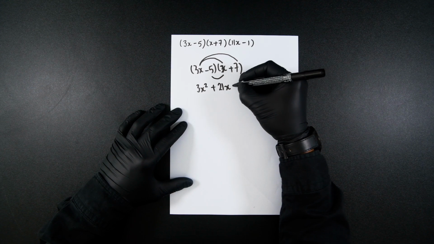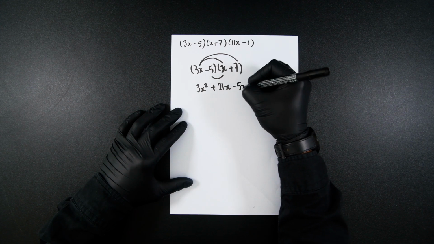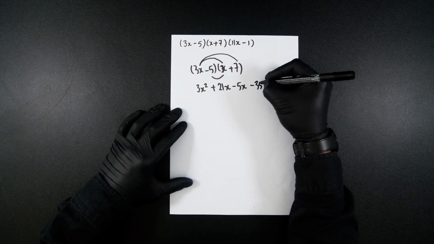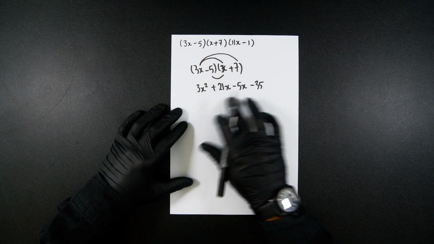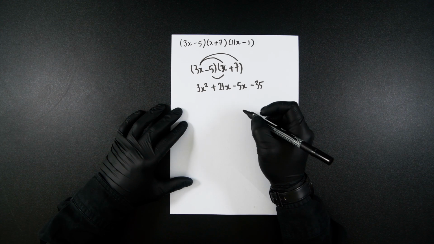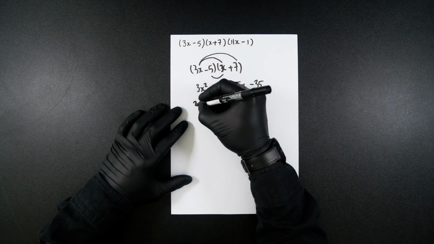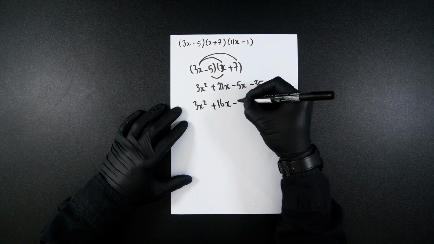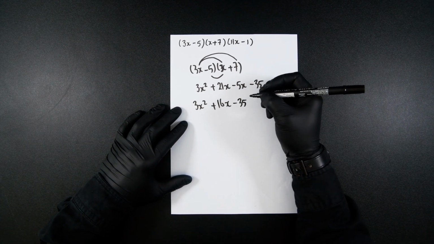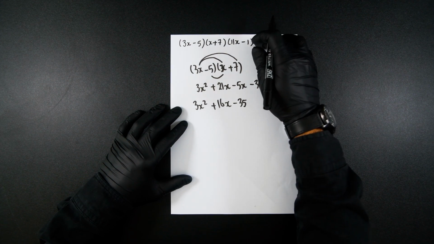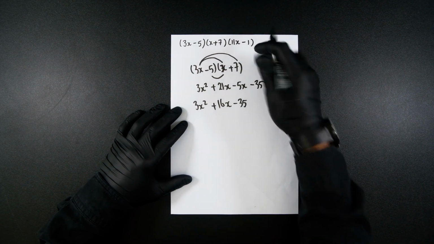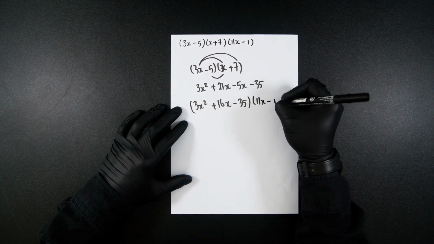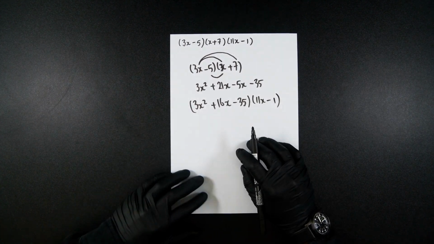Minus 5 times x is minus 5x. And then we'll have minus 5 times 7, which is minus 35. We can clean this up because 21 minus 5 is 16x. So you're going to get 3x squared plus 16x minus 35. But remember, this is being multiplied by 11x minus 1. So let's add that on at the end.